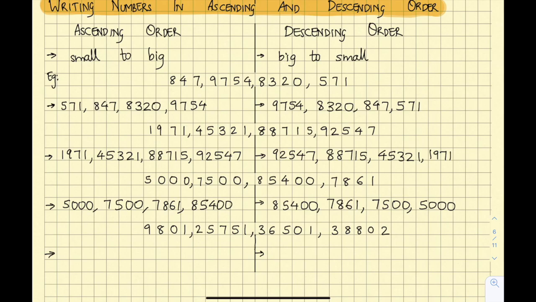Now let us see the last example. 9,801, 25,751, 36,501, 38,802. So here if you see, the smallest number is 9,801. Little bigger is 25,751. Then bigger is 36,501. And ultimately we have 38,802. Here again the question itself is arranged in ascending order and given.